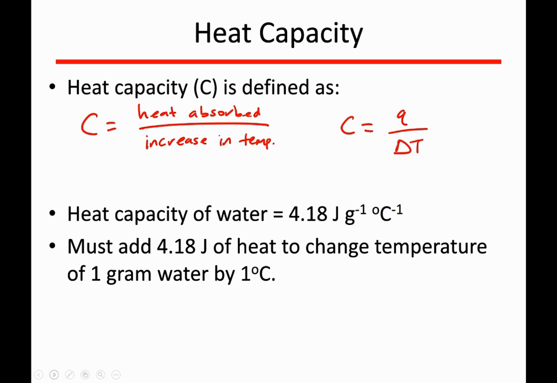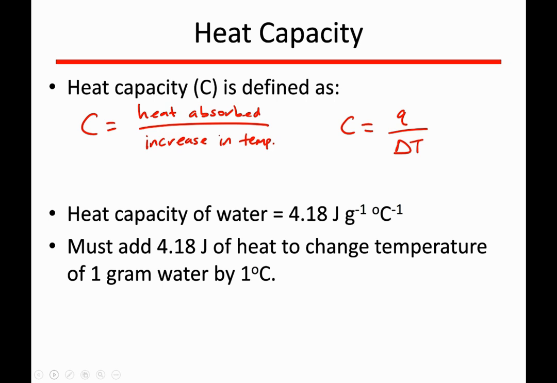What a heat capacity is essentially telling you is how much heat do you have to give something in order to change its temperature by 1 degree Celsius? Or another way of thinking about it is a heat capacity tells you a substance's tolerance for heat absorption. Water has a tolerance for absorbing 4.18 joules of heat before 1 gram of water raises in temperature by 1 degree Celsius.